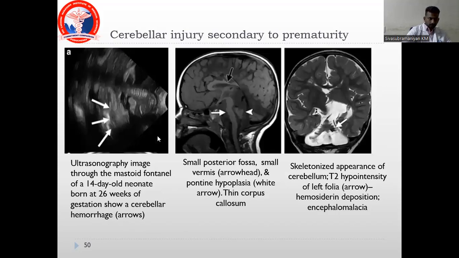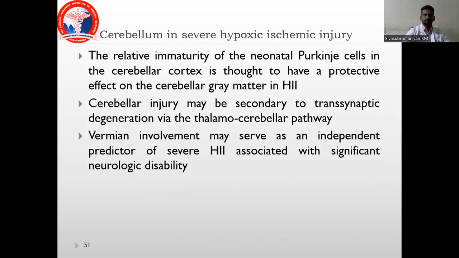So this is the ultrasound image of the mastoid fontanelle of a 14-day-old neonate, which is an extremely preterm neonate born at 26 weeks of gestation with areas of cerebellar hemorrhage represented as bright areas. And this is a small posterior fossa with the abnormal pontine belly, and you can see the skeletonized appearance suggesting cerebellar atrophy, and hemosiderin deposition indicated as a T2 hypointense nodular focus. So this is classic of prematurity and causing cerebellar vascular injury.